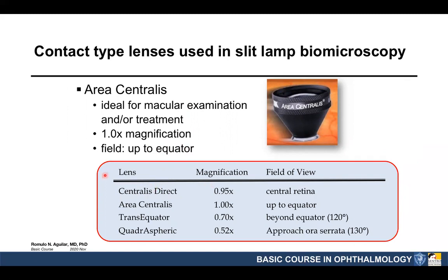So this is now a tabulation of the specifications of these lenses. Okay, centralis direct, good magnification. You only see the central retina. Area centralis up to the equator. Transequator is beyond the equator, as the name would imply. The quadraspheric is much wider at 130 degrees, but you sacrifice a little bit of magnification.